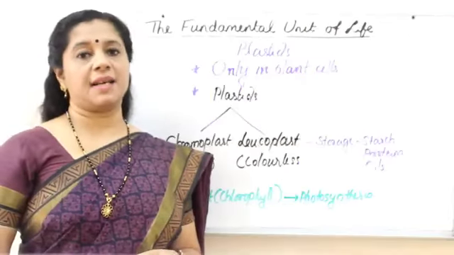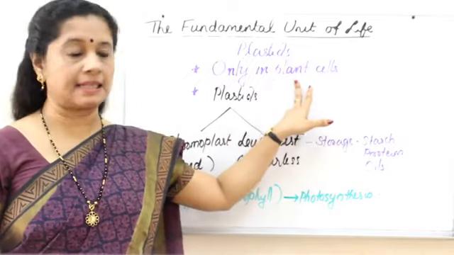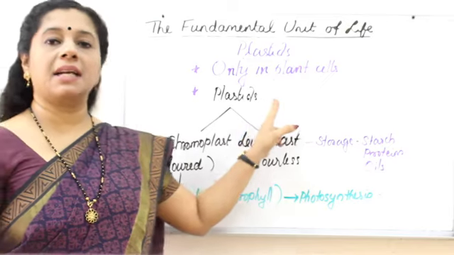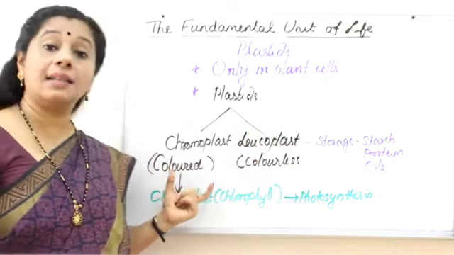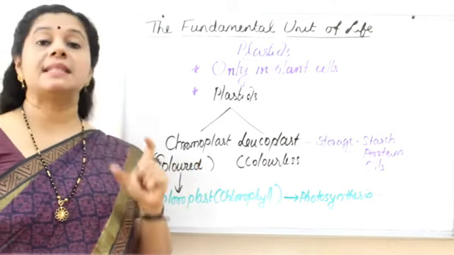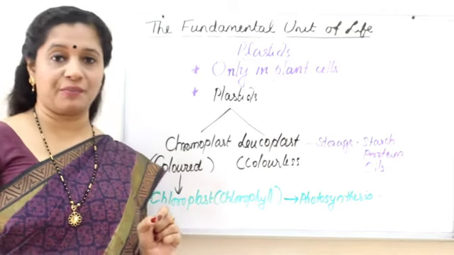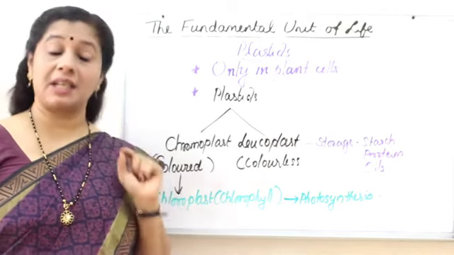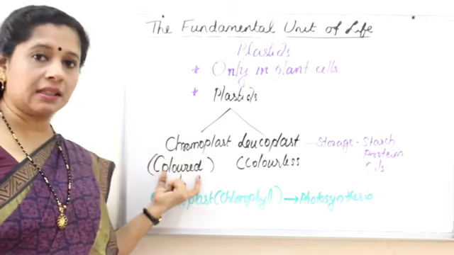Coming to plastids. Plastids are only found in plant cells, they are not found in animal cells. Then plastids can be classified into two categories. First group of plastids are colored plastids. They are called a chromoplast. Chromo means colored. One example I will tell you. We all use Google Chrome. Look at the symbol of Google Chrome. It has many colors in it, right? The same way, chromo means colored.